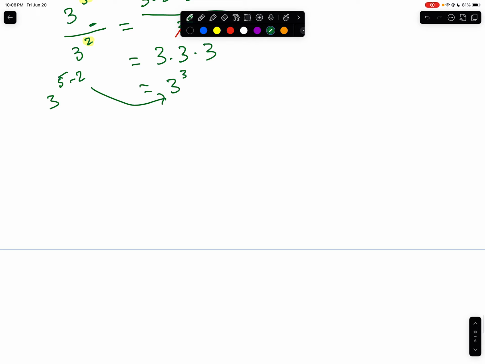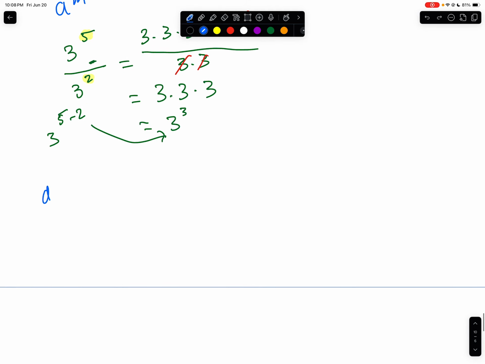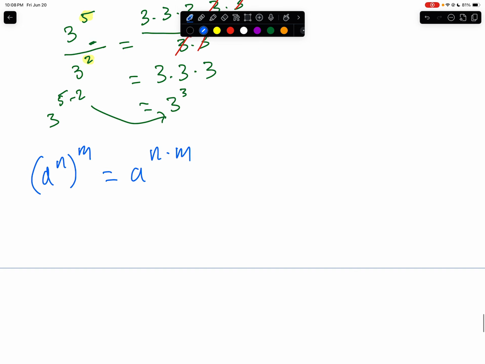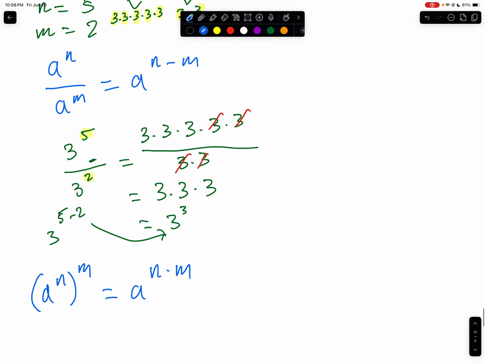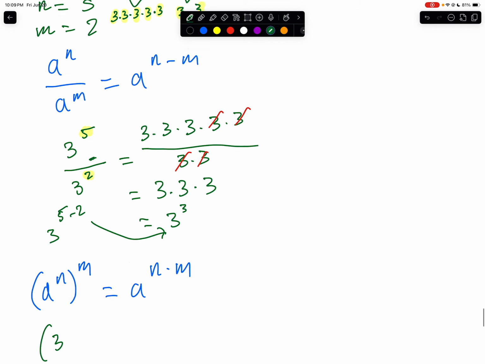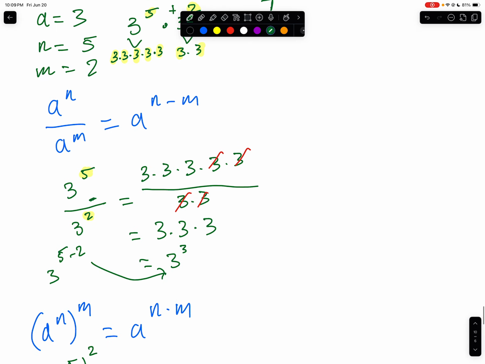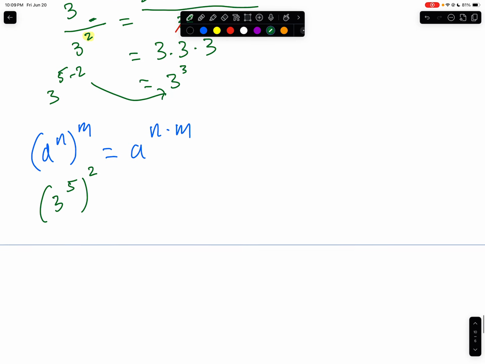Okay. Now let's go on to a to the n to the m equals a to the n times m. So same a, same n, same m. So we have what? A is 3 to the 5th to the 2nd, right? 3 to the 5th to the 2nd. So 3 to the 5th squared.